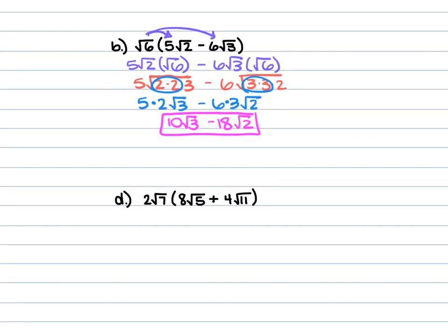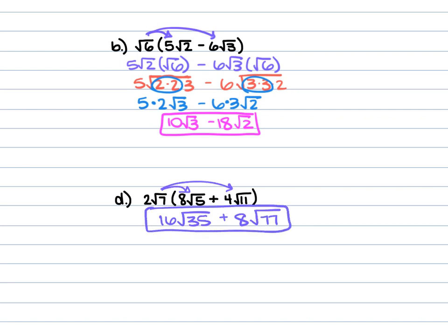For D, we have 2 square root 7 times 8 square root 5 plus 4 square root 11. I'm going to just distribute this in. So 2 times 8 is 16. 7 times 5 is 35. That's giving me 16 square root 35. 2 square root 7 times 4 square root 11. 2 times 4 is 8. 7 times 11 is 77. So we have 16 square root 35 plus 8 square root 77.